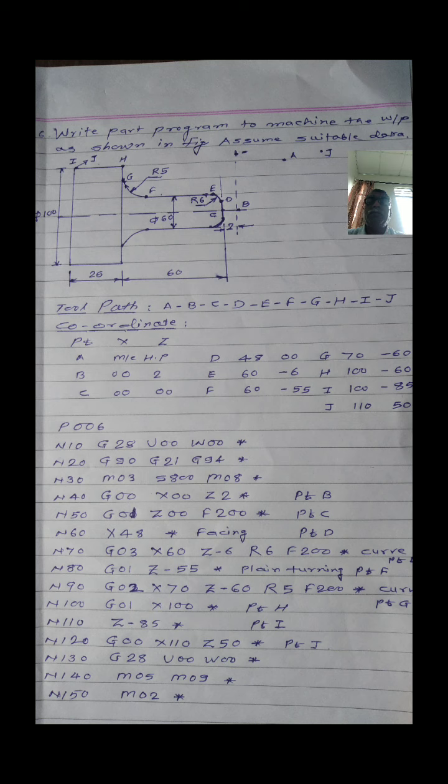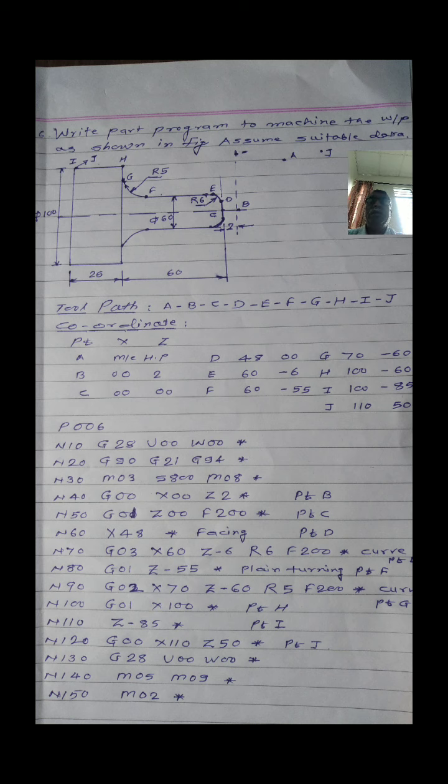First you have to decide the workpiece zero. Our workpiece zero is at point C having the coordinates 0, 0: X coordinate is 0, Z coordinate is 0. Also you have to assume an imaginary line which is 2 millimeter away from the point C, that is the workpiece zero, as shown in the figure.